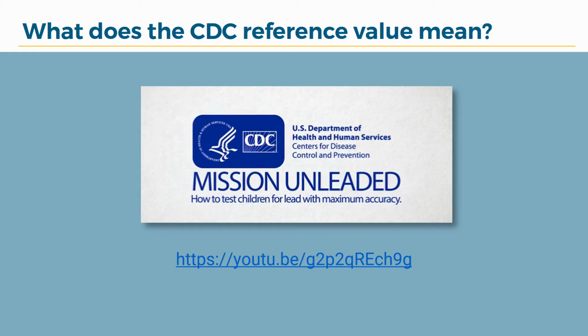If you would like to see the reference value explained in a different way, click on the Mission Unleaded video and advance to minute 3:33. This explanation will take about 4 minutes. We have also provided the link so you can view the video at a later time. Return to the module when you have finished viewing the video.